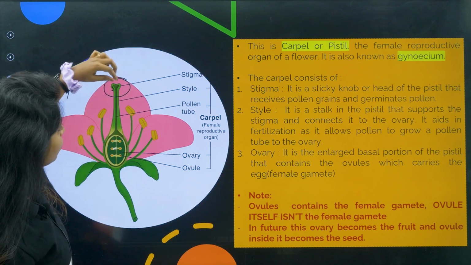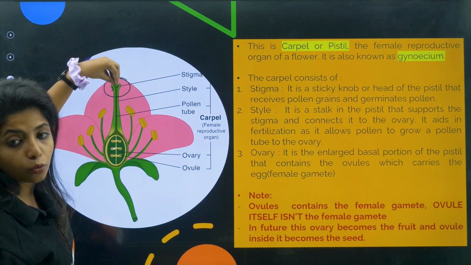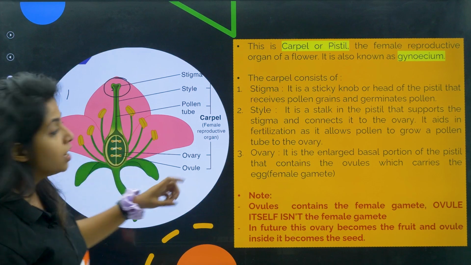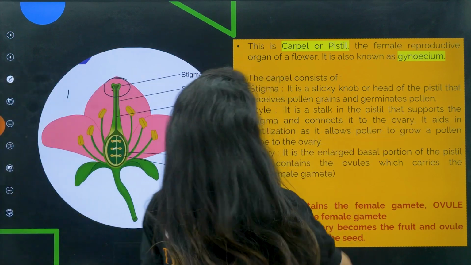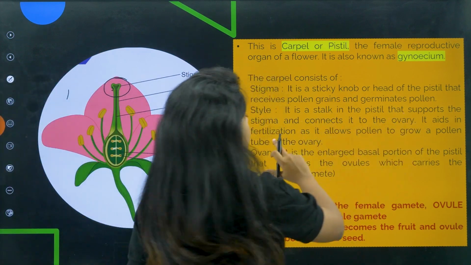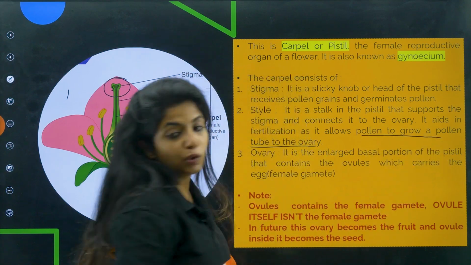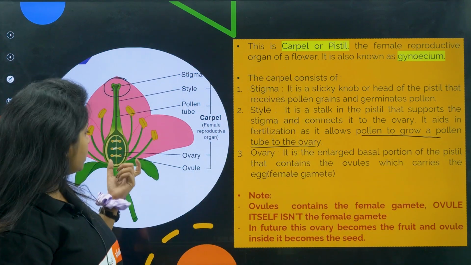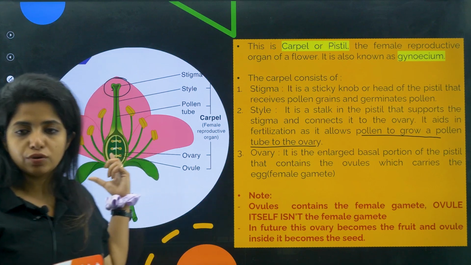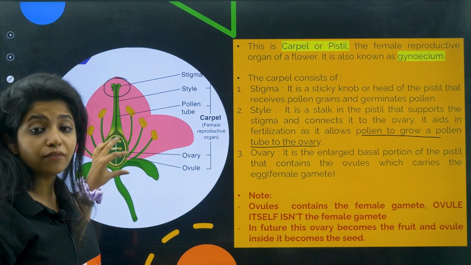Through here, only the pollen grains which land will make a tube. The style is a stalk in the pistil that supports the stigma and connects it to the ovary. It aids in fertilization as it allows the pollen to grow a pollen tube to the ovary. Now, what is the ovary? The ovary is this enlarged region that you see over here, and the ovary will be having the ovule.